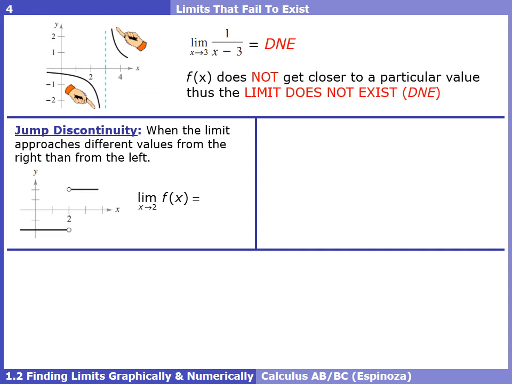So in this particular case, you can see again this limit notation is indicating that we're trying to find the limit as x approaches 2 of our function f of x. And again, that's the function that's graphed over here to the left.